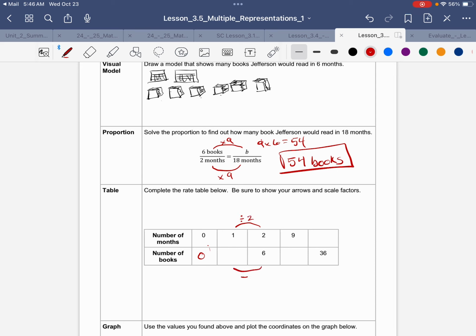Now we can also go, all right, 6 to 36, we can do times 6. And you can work these in whichever order makes sense to you. 2 times 6 is 12. Okay? So now we have this guy here.